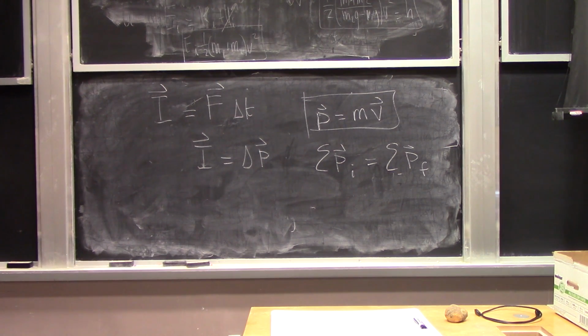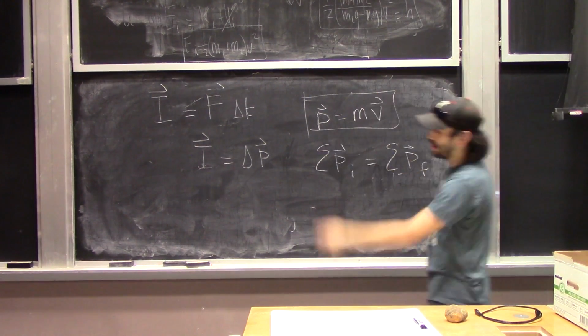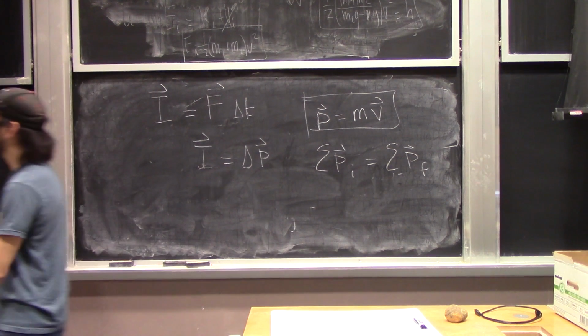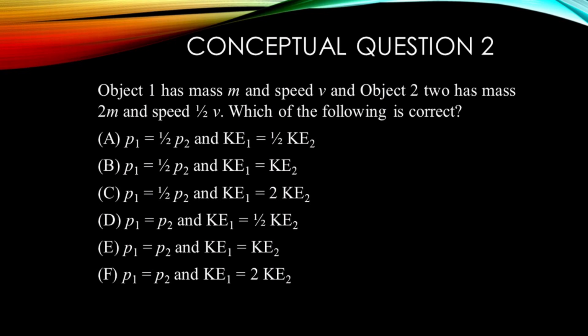All right, so now let's look at this one. Object 1 has a mass of m and speed of v. Object 2 has a mass of 2m and a speed of 1/2 v. Which of the following statements is correct? Now, something to take into consideration here, the momentum as written here, these are magnitudes of momentum, right? Because they don't have vector signs, these are treated as magnitudes. Okay? So go ahead and talk about this one.